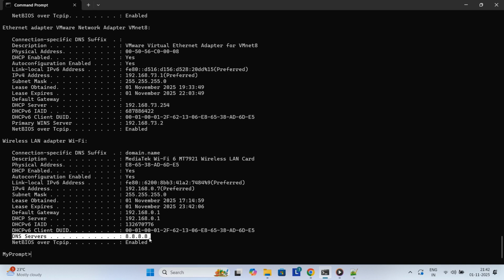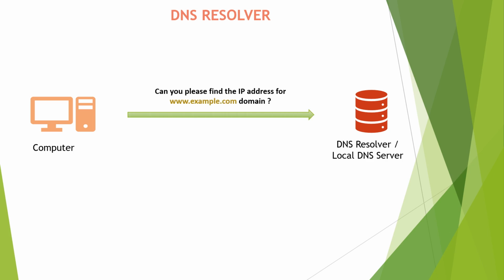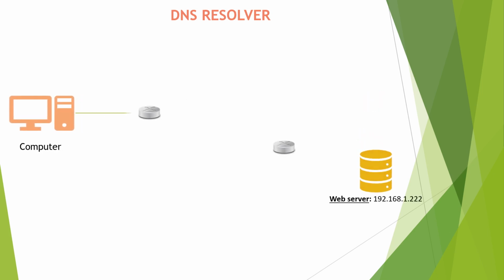and you will find your resolver or local DNS server IP. Whenever your computer sends a request to this server, your computer says, "Hey LDNS, can you please find the IP address for this www.example.com domain?" And from there, it is the LDNS's responsibility to provide you an IP address. Finally, once your computer gets the IP address from the LDNS, your browser uses that to connect to the web server, and then your website gets loaded.